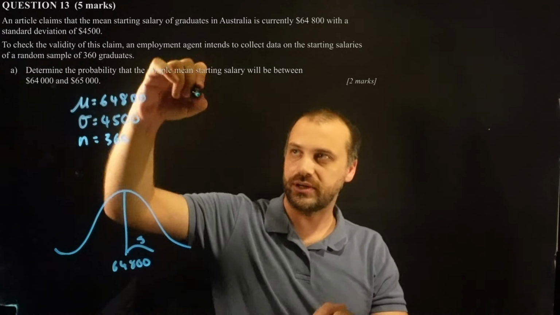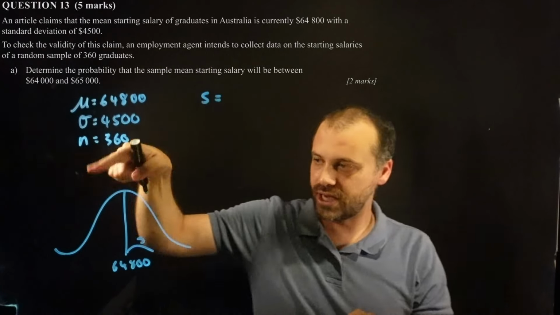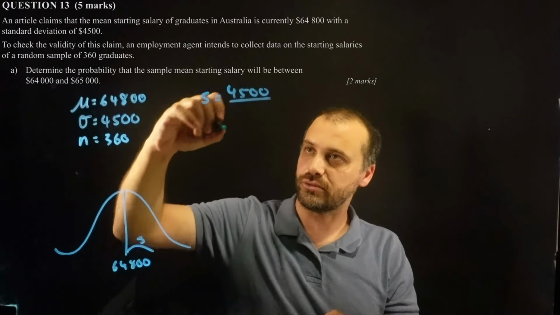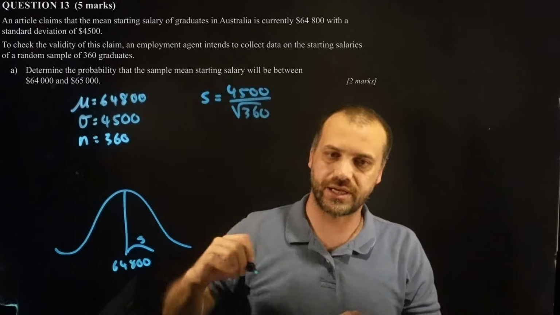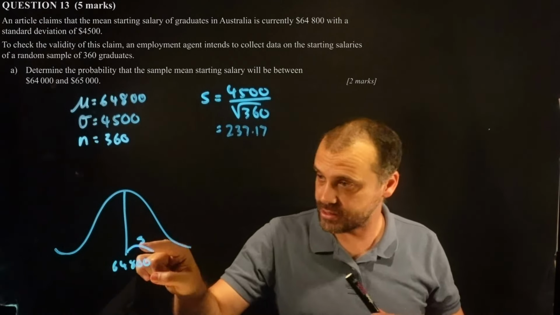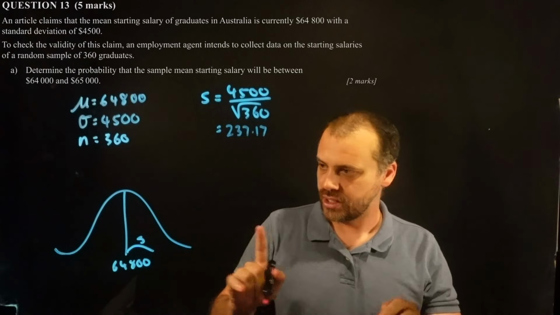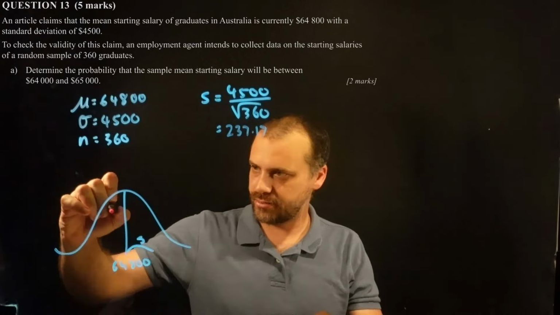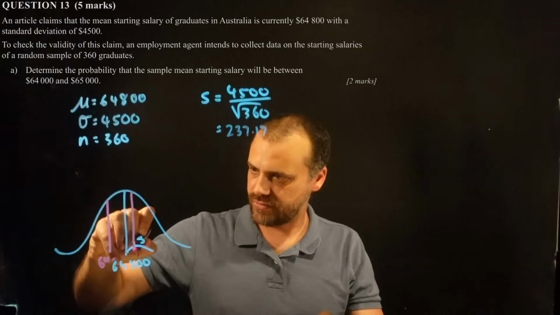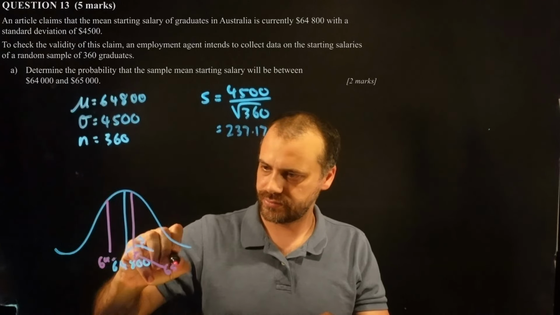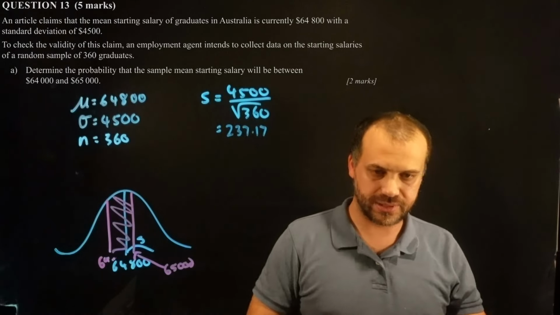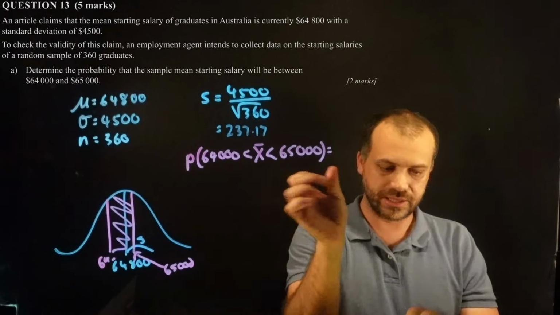Alright, so let's just get rid of that, do it again. The standard deviation of our sample means is going to be equal to sigma 4,500 over root n over root 360. Type that into your calculator and I get 237.17. That is my sample standard deviation. Now what I'm trying to find is the probability that the sample mean will be between 64,000 and 65,000. Alright, so I'm trying to find the probability that that happens. That the sample mean is between 64,000 and 65,000.